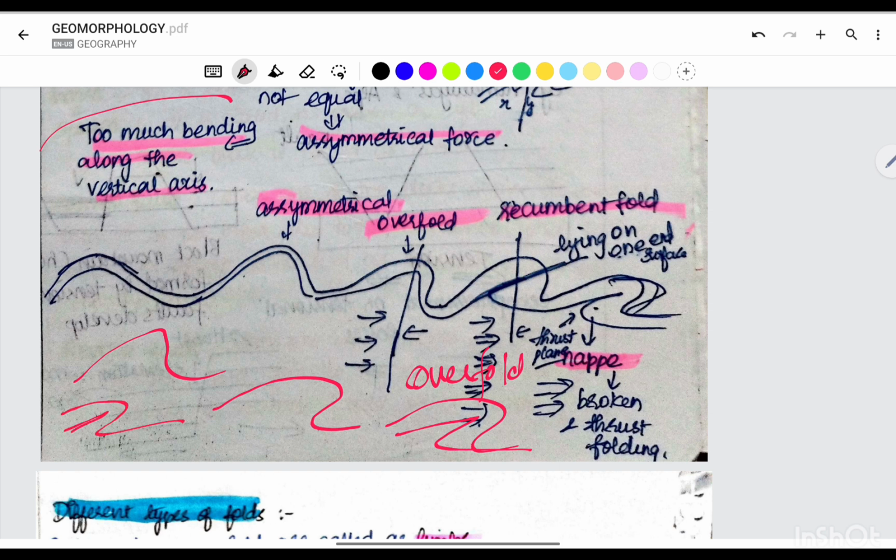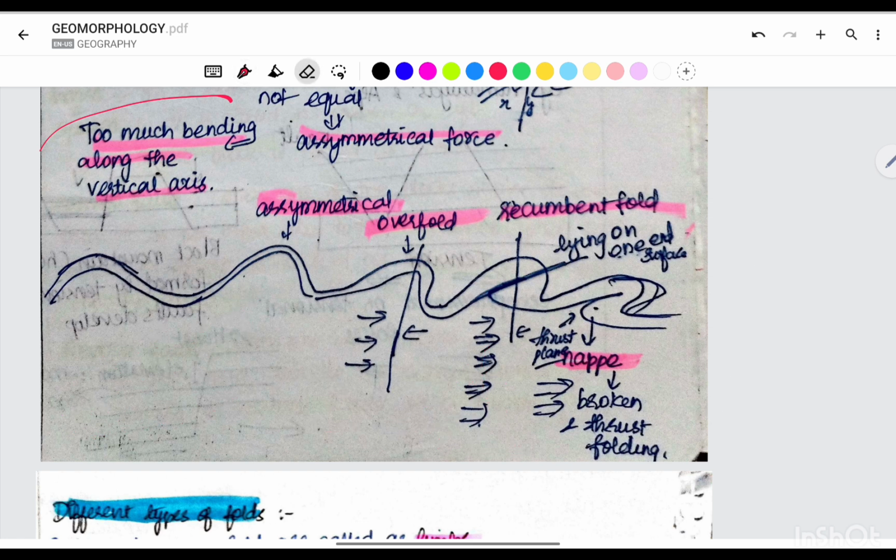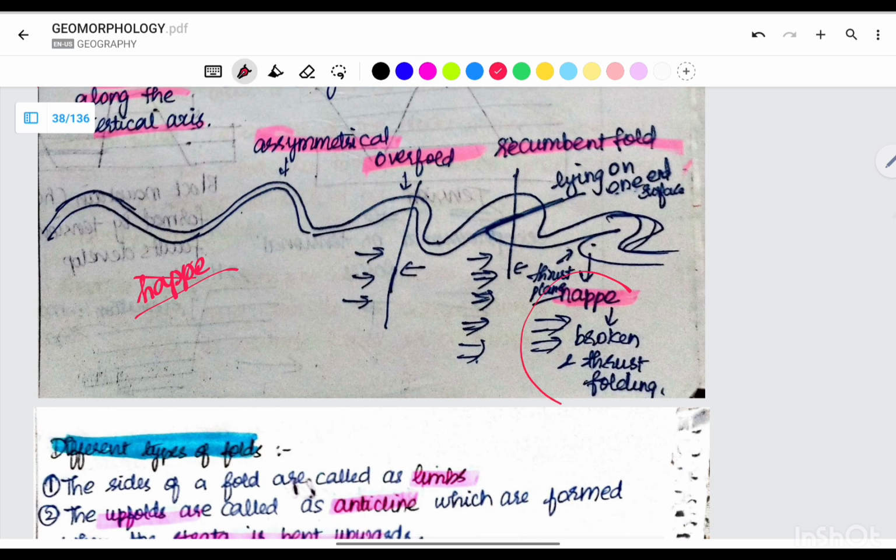In recumbent, one limb is entirely lying on the other limb. So one limb entirely lying on the other limb is what we have as the recumbent fold. And then we have the hap. Hap is the broken thrust folding.